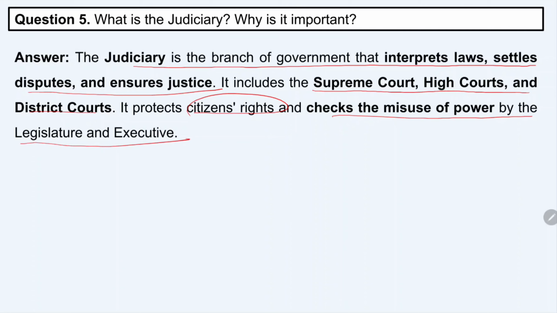So the judiciary is the one that protects our rights and ensures justice, and it also interprets the laws made by the legislature, whether these laws are good or not for the citizens, whether they violate any of their rights, whether they were made by the legislature for their own profit only, or whether they are misusing their power. This is checked by the judiciary only.